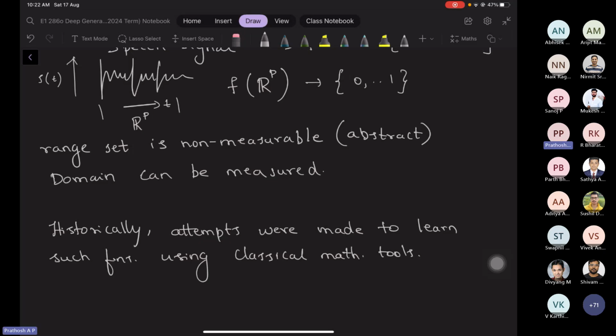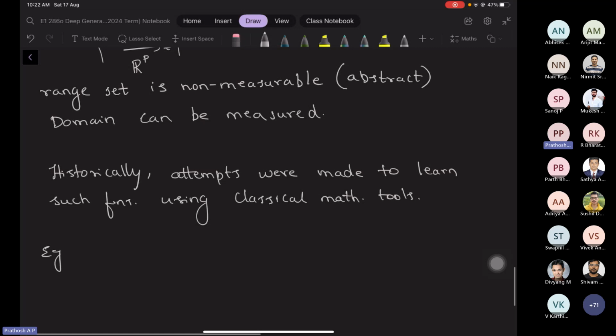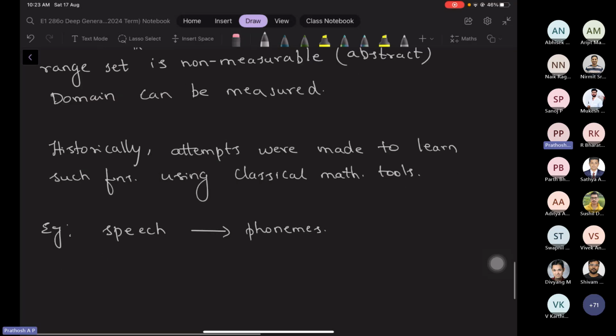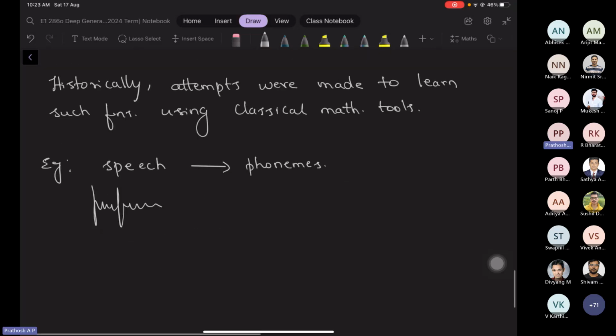Let me give you an example for it. Let's take the example of speech, let's say. The problem is that we need to get from a speech signal to a phoneme. That is what our goal is. So you know what people did? They took the speech signal, and they modeled the speech signal as basically a linear or a nonlinear system.